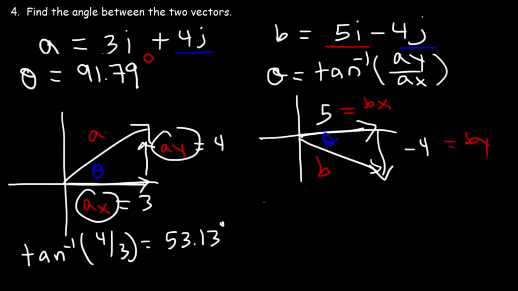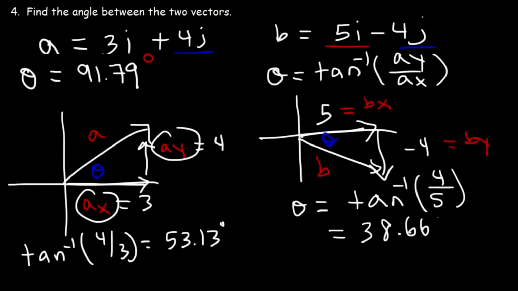So we're going to use the same formula, but let's ignore the negative sign. So for by, we're just going to put 4 instead of -4. If you type in arctan of 4/5, make sure your calculator is in degree mode, you're going to get 38.66 degrees. So that's this angle right there.